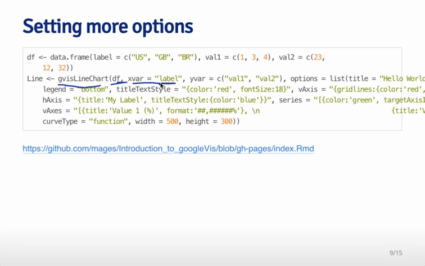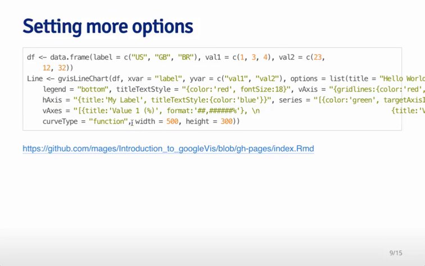The X variable is going to be the label. The Y variables are going to be these two values. And then I can pass it a long list of options. You can see it gets cut off a little bit here, but the options is just a list where I passed particular parameter values from the long list of configuration options on the GoogleVis website, and the values that I'd like them to have. So for example, on the horizontal axis, I've set the title to be my label and the text style color to be blue.